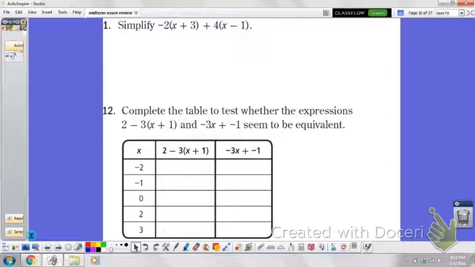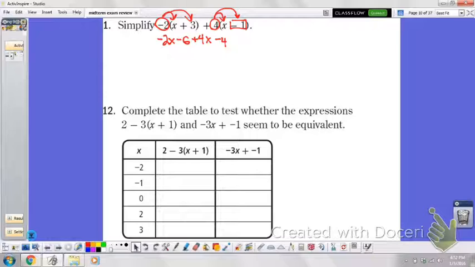Here we have another distributive property problem. So I need to distribute -2 to the x and to the 3. -2 times x is -2x, and -2 times 3 is -6. Now I also need to distribute the 4 to the x and to the -1. 4 times x is 4x. 4 times -1 is -4. So I have -2x minus 6 plus 4x minus 4.